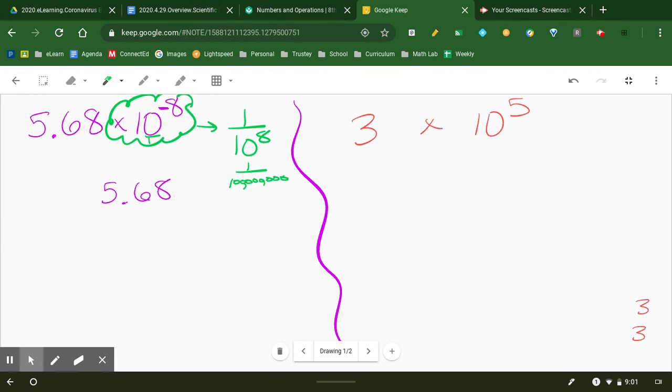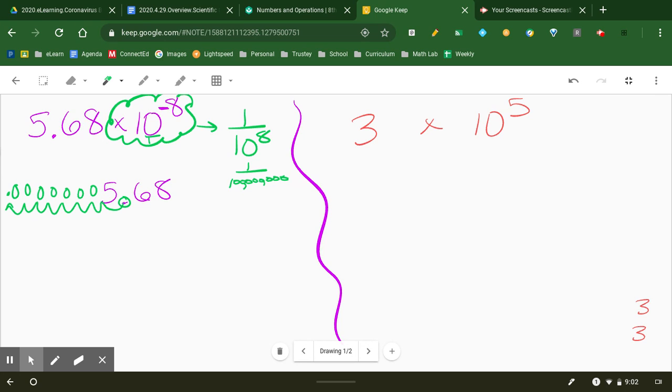Okay, so if we're talking about a tiny, tiny portion, then we better make sure that we move that decimal point to make a tiny portion. I don't think to the left or the right. I think huge number or tiny. So we're going to move it 8 places to the left. 1, 2, 3, 4, 5, 6, 7, and 8. And then we're going to fill in all those places with zeros.